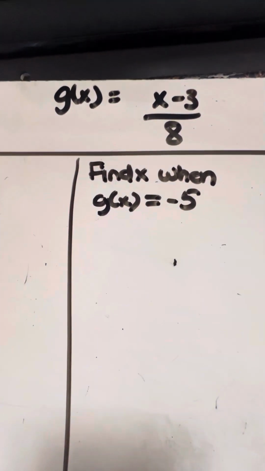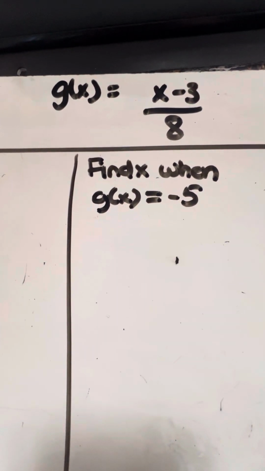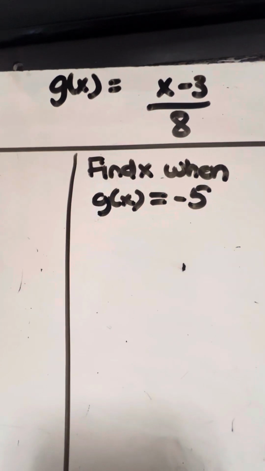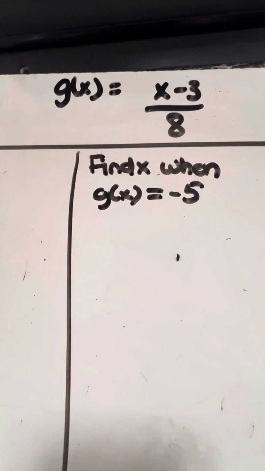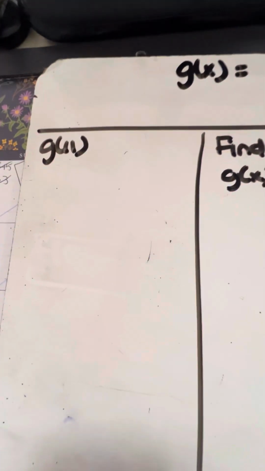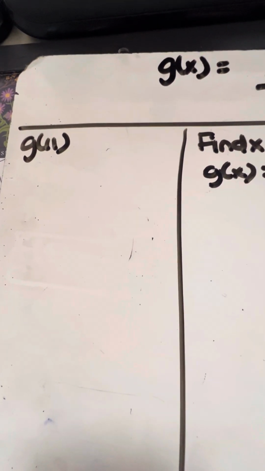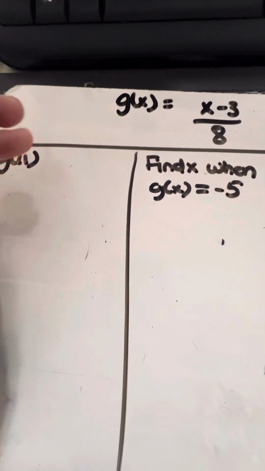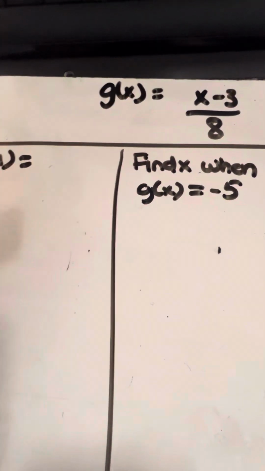All right, I'm back doing some more videos on function notation. So in this case, our g of x instead of f of x is equal to x minus 3 over 8. So the first thing we're asked to do is to replace the x value with 11. And so we're just going to replace it and then just write the equation that we have here.